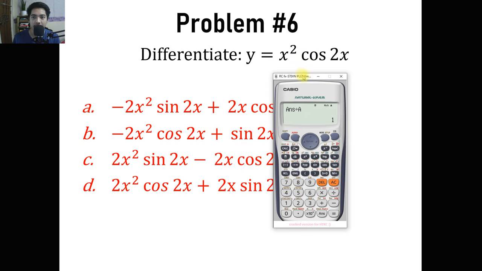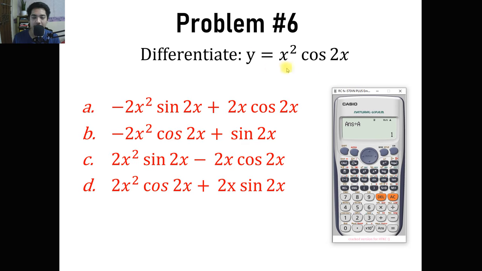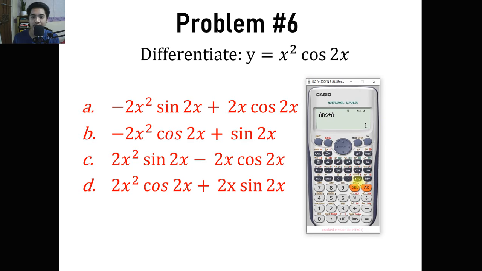So how about problem number 6? As you can see in our problem here, we'll be using the product rule. In case you forgot the product rule, we can use our calculator. So we have alpha x squared, then we have cosine of 2 alpha x. Don't forget to close the parenthesis of our transcendental function cosine.